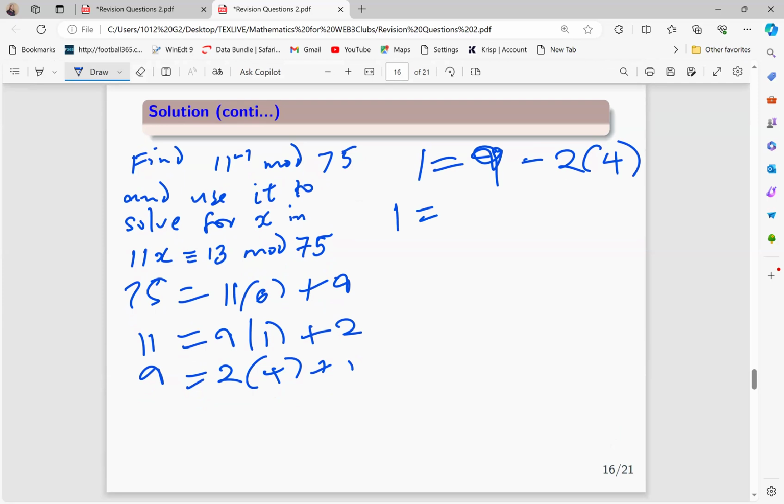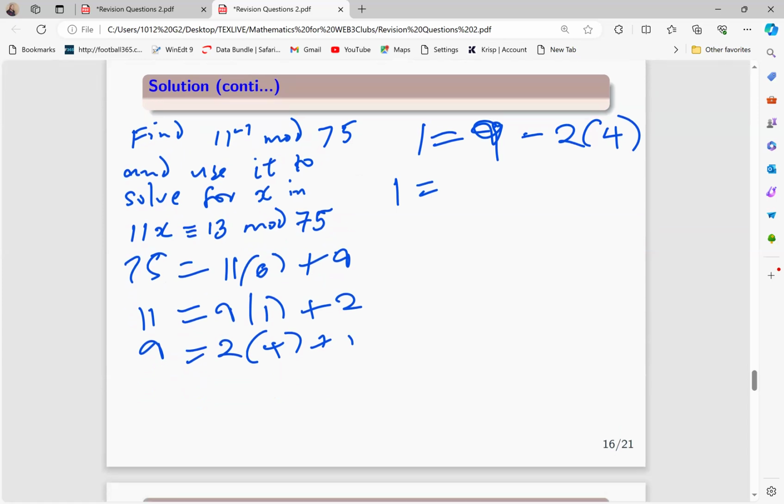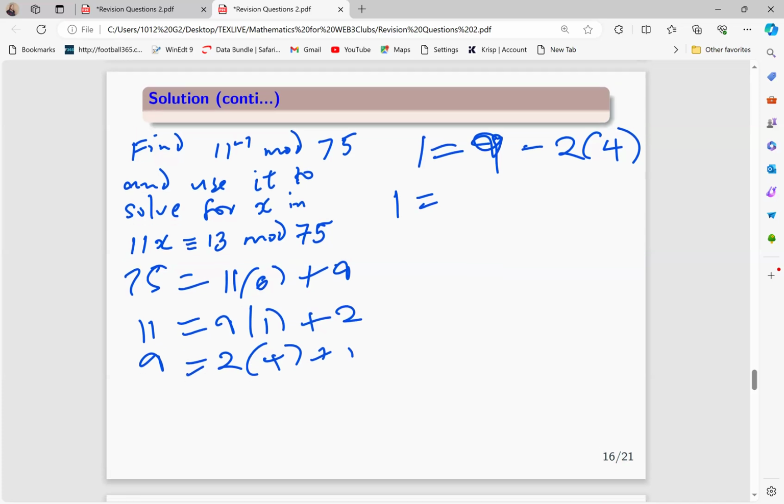From here, how does it go? Help me here. So 9 remains, 9 remains, and then we substitute 2 with its equivalence. 2 is here, made the subject of the formula. When you make it the subject of the formula, you have 11 minus that.